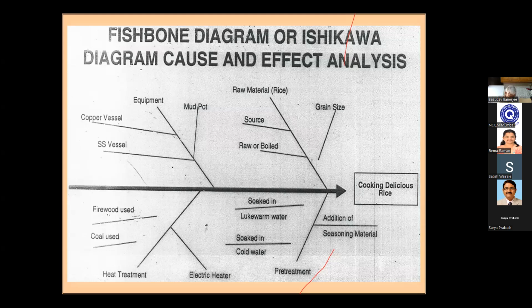You see here, rice, the variation is coming from 50 to 80. Then pre-treatment, the variation is coming from 10 to 30, 1:3. Then heat treatment, the variation is coming from 5 to 15, 1:3. Then equipment, the variation is coming from 5 to 20, 1:4. What does it mean? What does it mean?